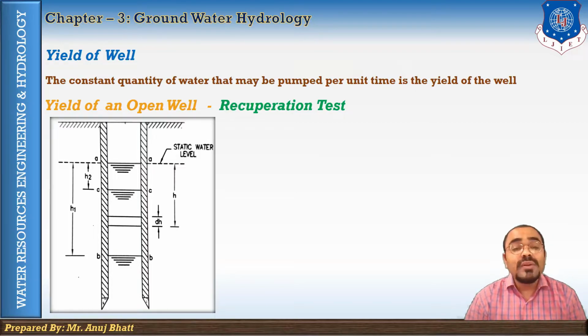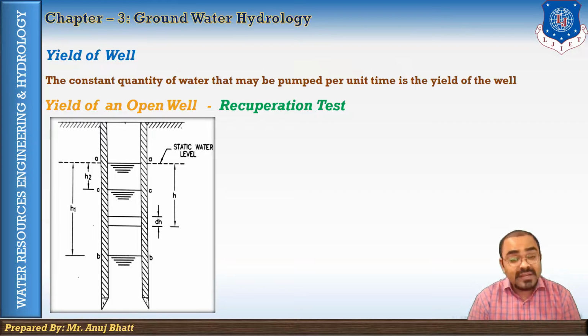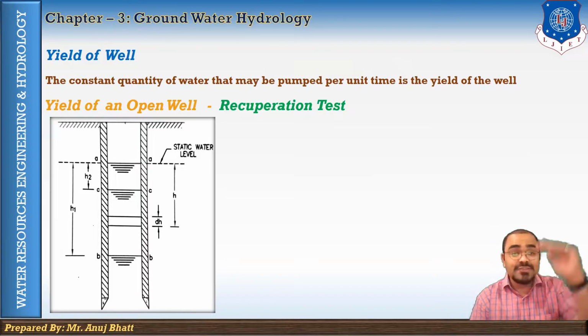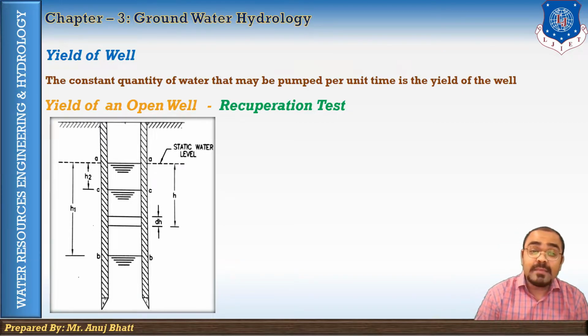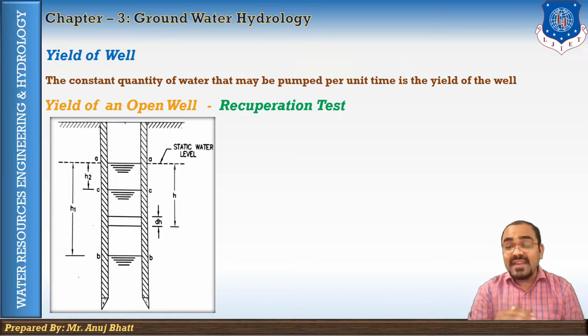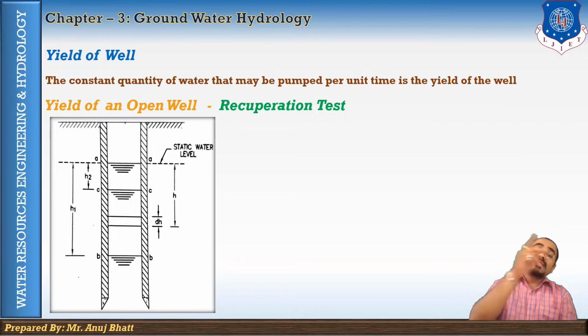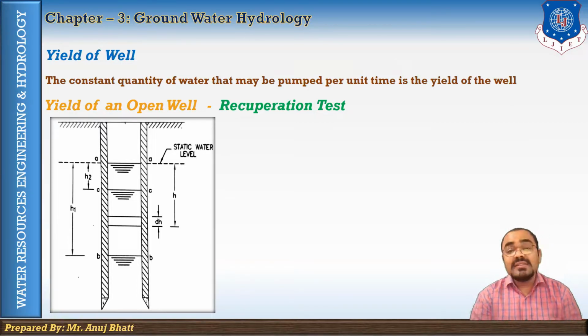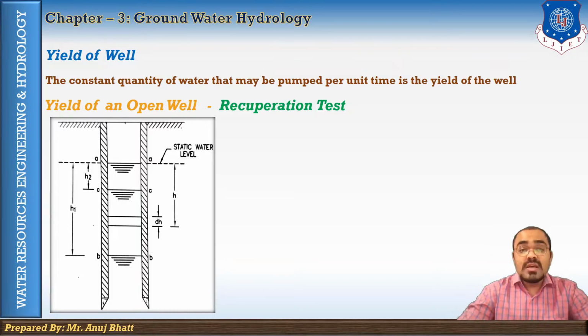Here the water is pumped from the well so that sufficient depression head can be developed. Now the depression head is measured and the pumping is then stopped. Now the water level in the well will go on rising as you stopped pumping. Now the time taken for the water to recuperate to the initial static level before the pumping was started, or any other measured level, that time will be noted. So this is the procedure of the recuperation test.